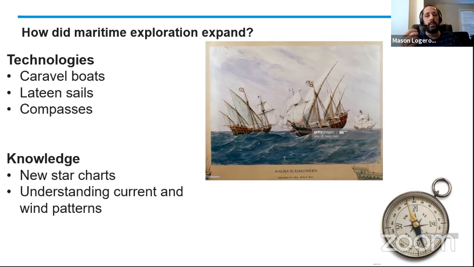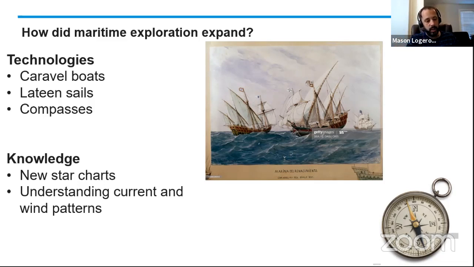The Portuguese become experts at building these very fast ships. And obviously having faster, lighter ships is important. It's going to be important in trade because you can get from point A to point B faster. There's also, of course, a military advantage to it as well.